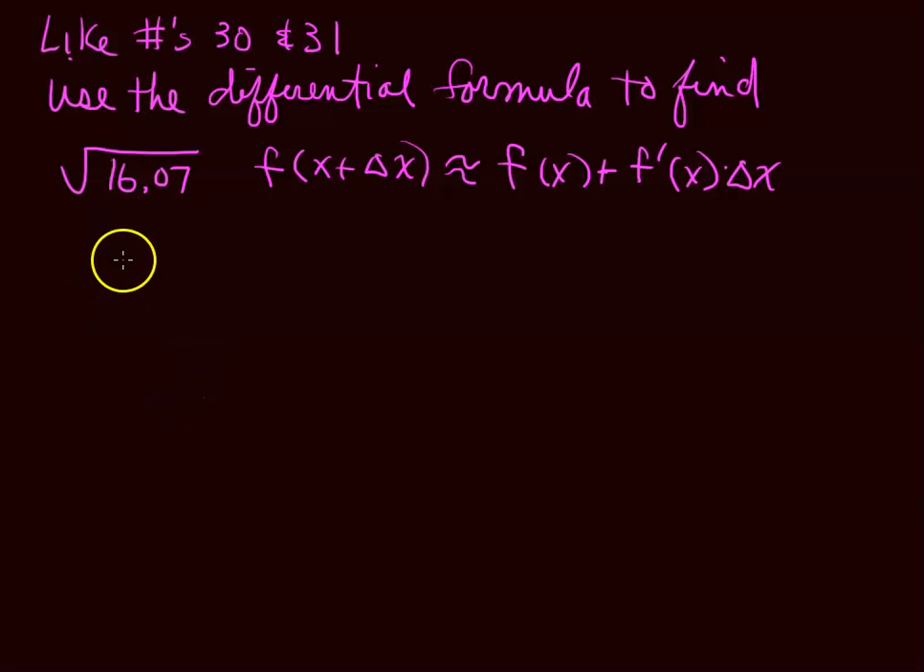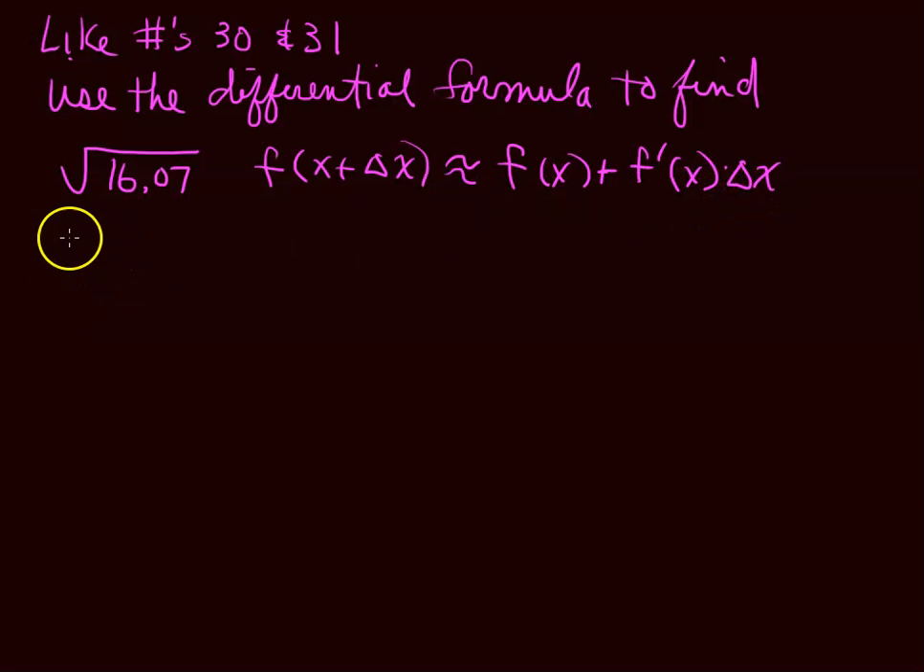Okay, because there's only 2 problems, 30 and 31, that are like this, I picked a different example so that you have 2 problems to work with. This is like numbers 30 and 31. Use the differential formula to find the square root of 16.07. That's f of x plus delta x is approximately f of x plus f prime of x times delta x.